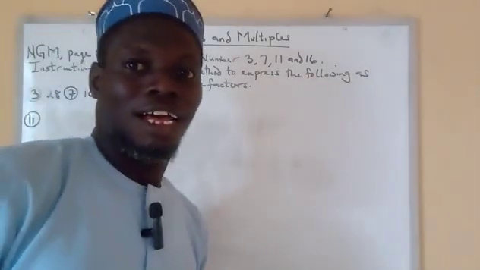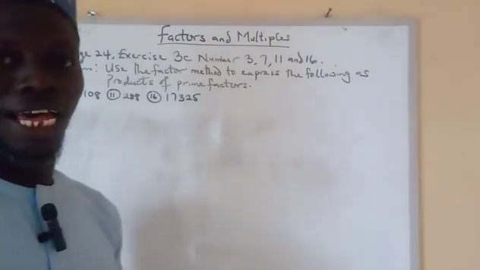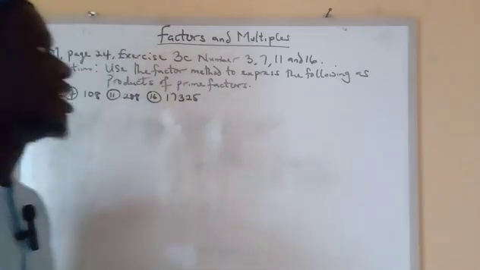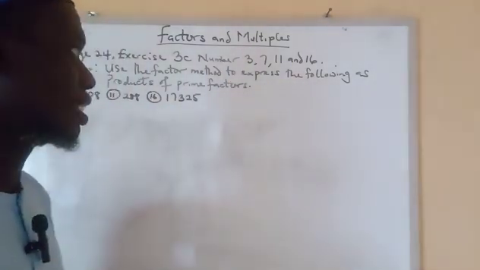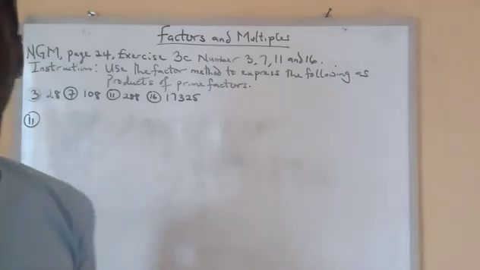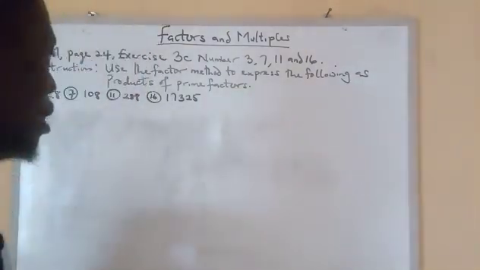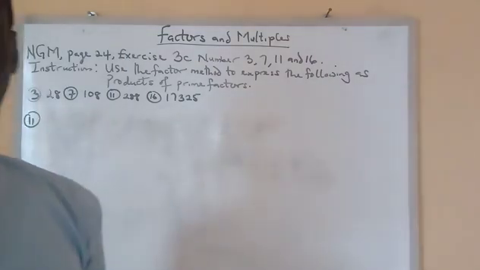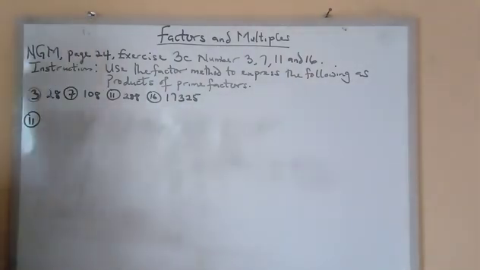So, hello everyone. Let's continue solving this exercise. We have solved number 3 and number 7, so let's quickly move on with number 11 and 16. In fact, numbers 11 and 16 are somewhat big numbers. So we are going to solve them the same way we solved the first two, using the factor method.